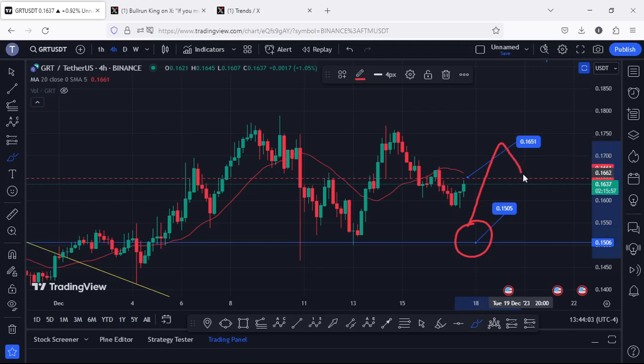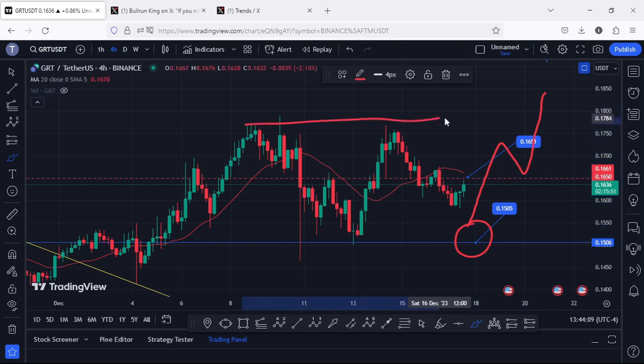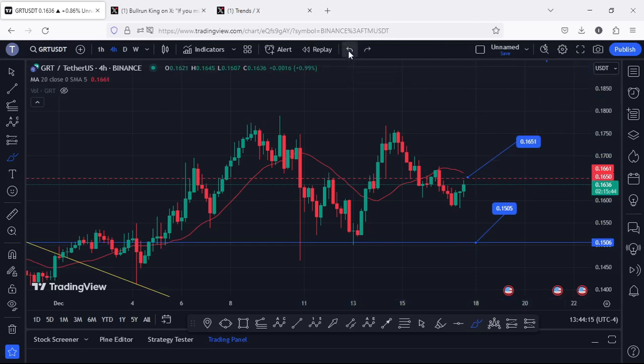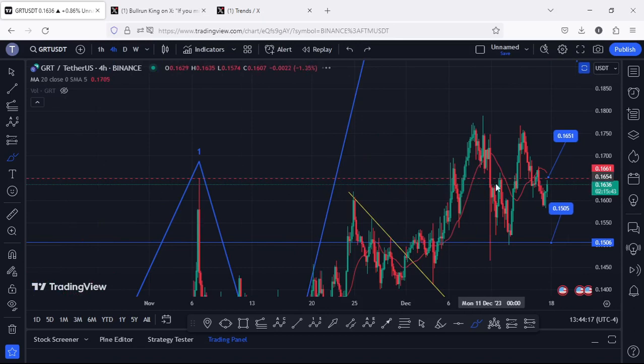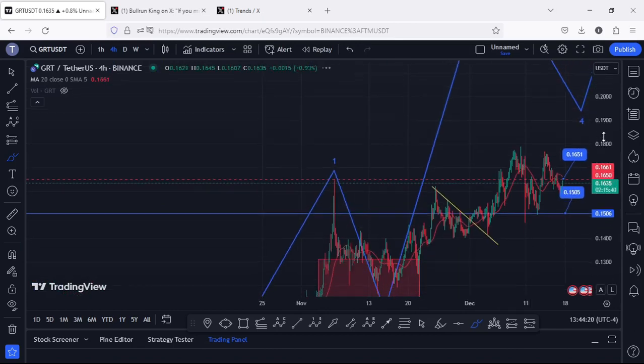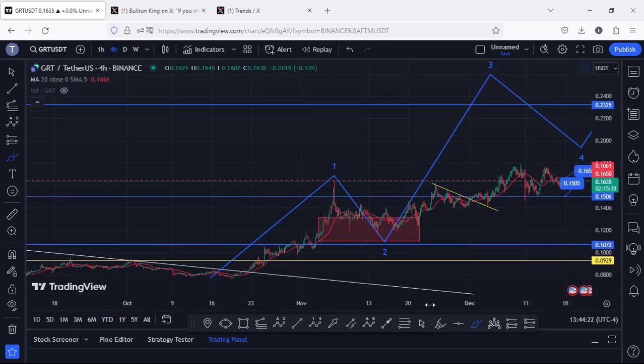Then I will be watching for GRT to give us a break above these significant highs above the $0.178 mark, and with a break above that we can easily see GRT get above the $0.2 mark in the next coming hours. And all that is based on the Elliott structures.